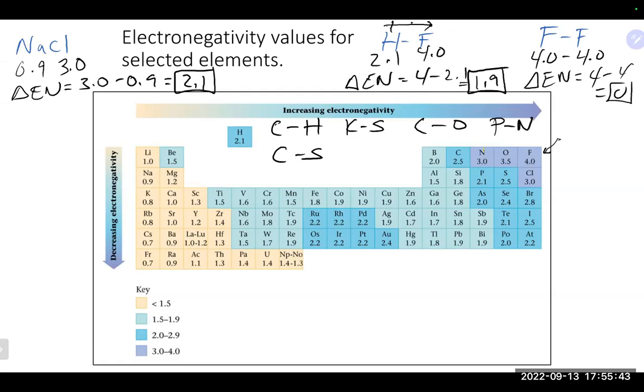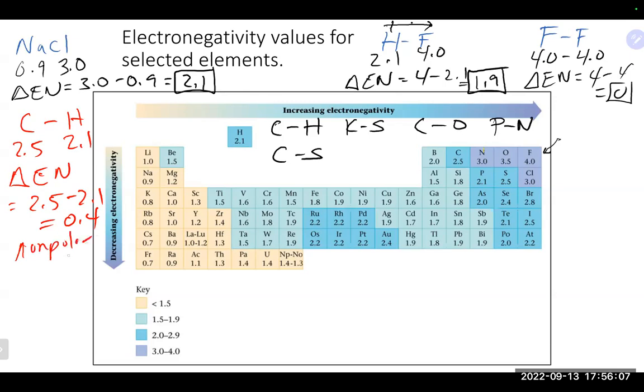So again, we'll start with the carbon hydrogen here. So carbon is 2.5, hydrogen is 2.1, which means when we do the difference in electronegativity, we got 2.5 minus 2.1, going to give us a 0.4, which means this is going to be what type of bond? It is going to be a non-polar bond.